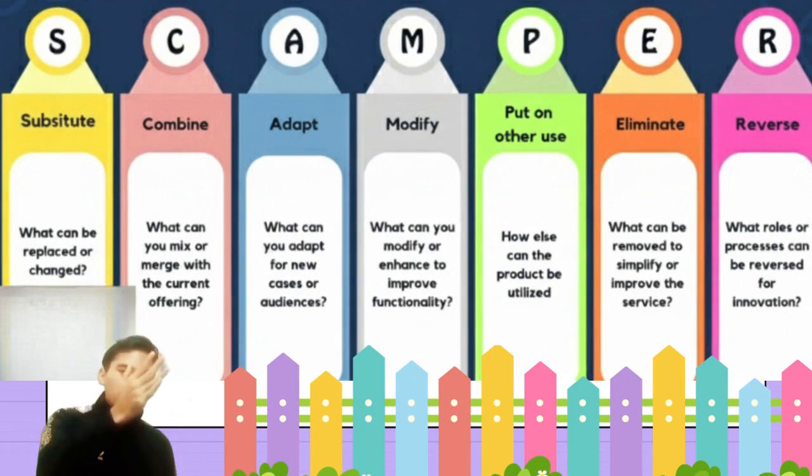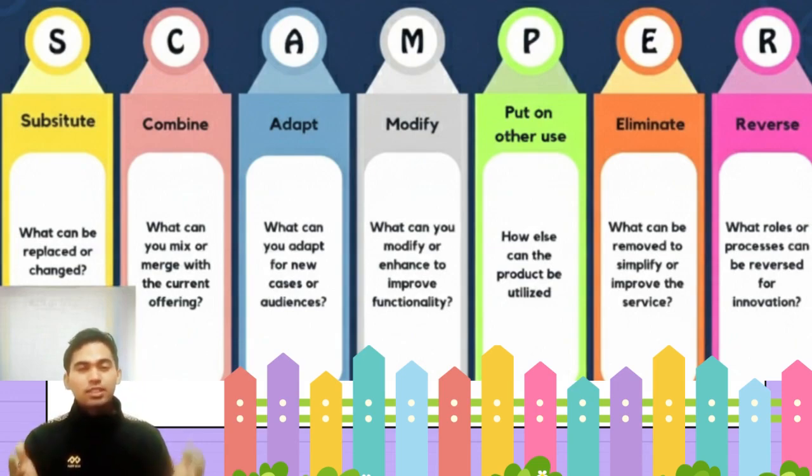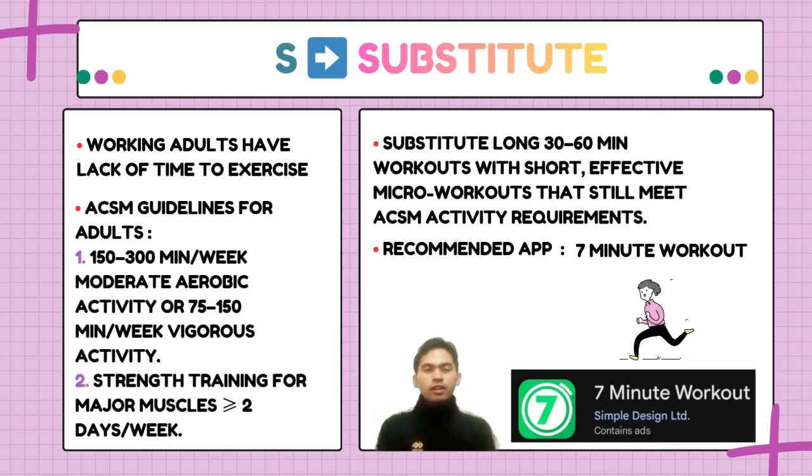Now, let's go deeper and start with substitute. As we already know, S stands for substitute. So, in this context, we are looking at the problem faced by many working adults, which is they don't have enough time to exercise because of busy schedules, long working hours, and family responsibilities. So, what can we substitute to solve this problem?